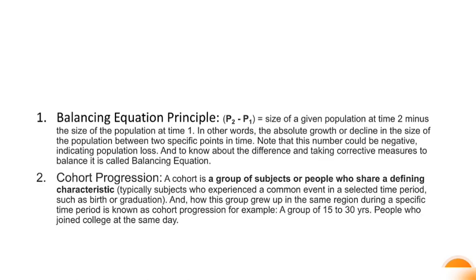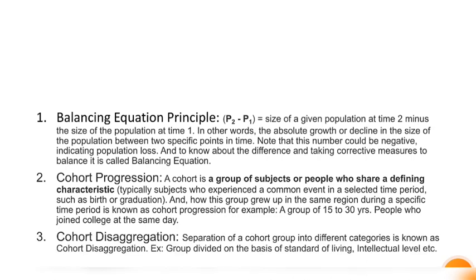Now the second main principle: what is cohort progression? First of all, we have to know the meaning of cohort. A cohort is basically a group of subjects or people who share a defining characteristic, typically people who experience a common event in a selected time period, such as birth or graduation. For example, I can make a group of my friends who did their graduation in a particular year, so this is the cohort group for me. How this group grew up in the same region during a specific time period is known as cohort progression. For example, a group of 15 to 30 year old people who joined college on the same day and how they grew up in that particular time period is known as cohort progression.